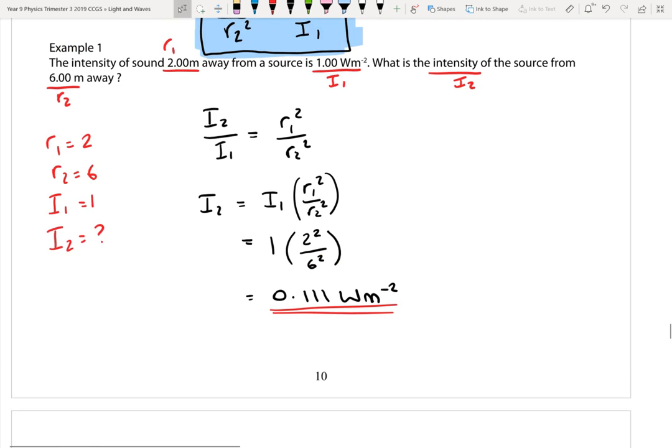Okay. So obviously these were nice round numbers, and so we could have done the mental maths. If you triple your distance, you get a 9. It's not always going to be nice round numbers. You might be 2.5 meters away and the intensity is 3.67, and then you go to 4.34 meters. You go, right? You can't just do mental maths. You've got to use the equations.